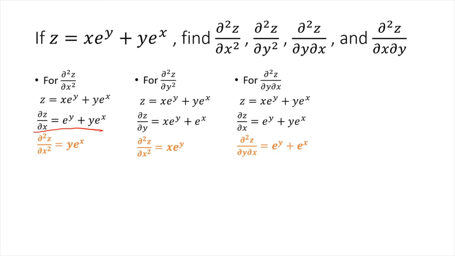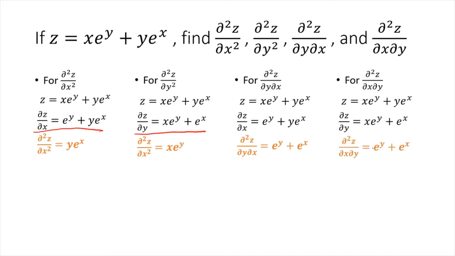Lastly, second partial derivative of z with respect to y first, and then with respect to x. So we already have the first partial derivative of z with respect to y. This one, just copy. And then from here, we differentiate with respect to x. Okay? So differentiate with respect to x, y is constant. E raised to y is constant.